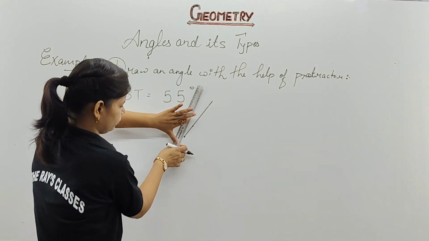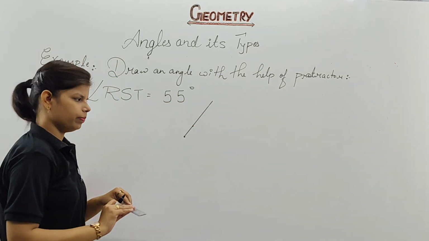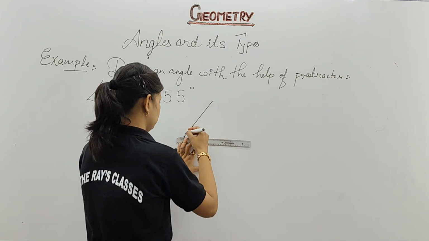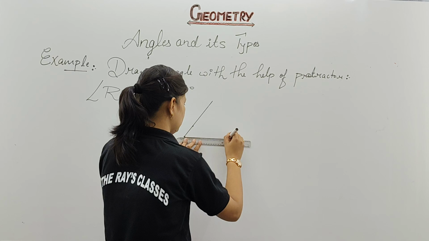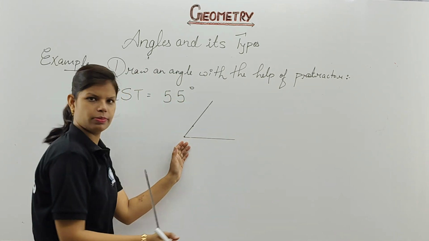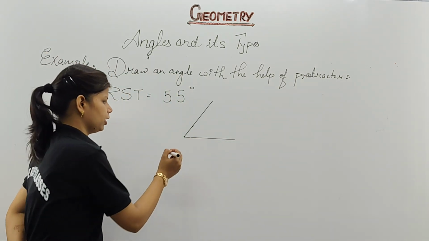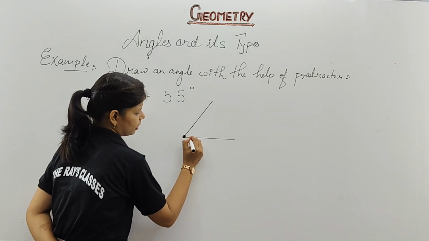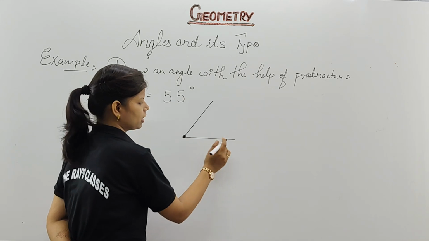Clear? Understood? Hope it is visible properly to you. And from here I will draw the baseline as well. I hope it is visible. Okay. So this point of yours is your vertex. And this one is your first arm. This will be your second arm.